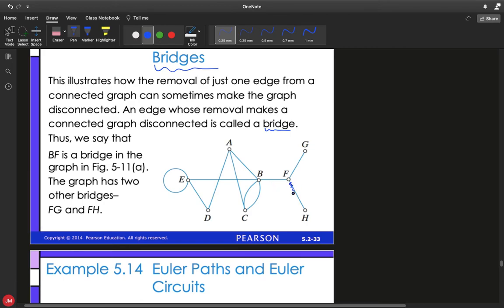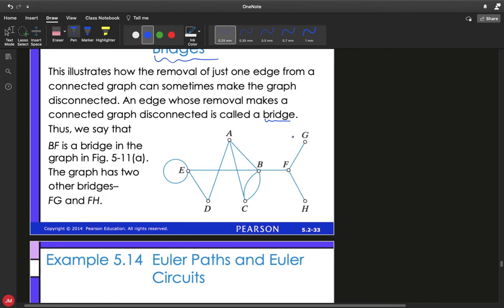So for example, FH would be a bridge because if we removed that edge, then H would no longer be connected to the rest of our graph. There would be two components and it would be disconnected. So in total, there are three bridges. The first is BF, the second is FG, and the third is FH.